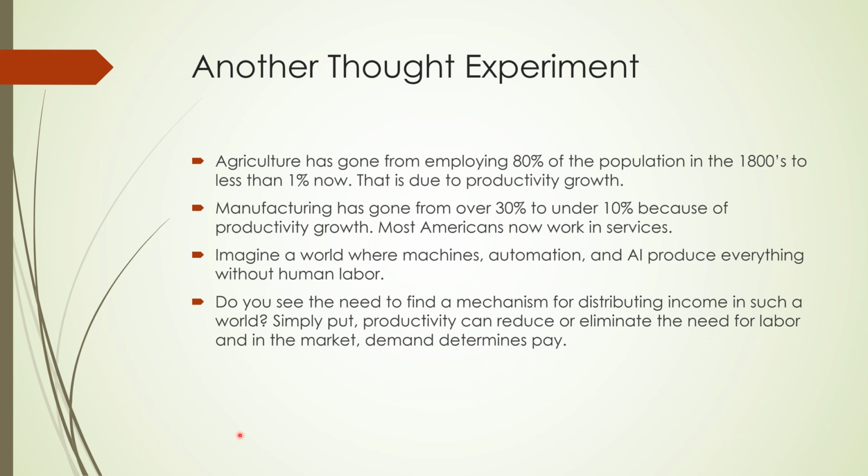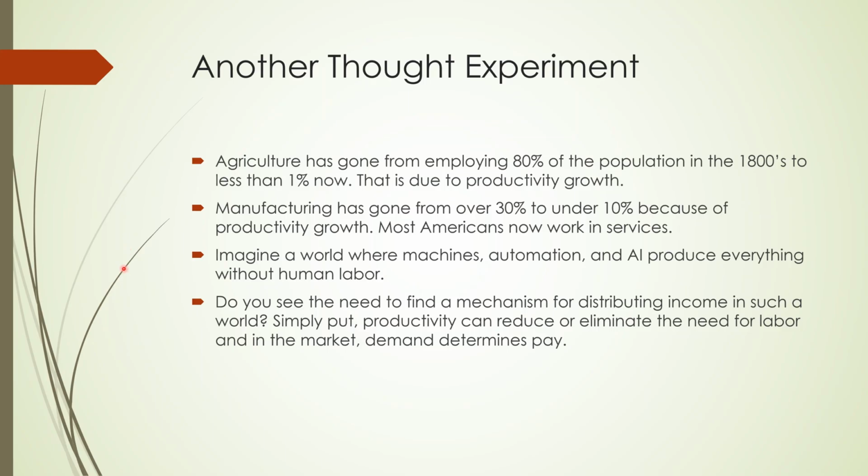Another thought experiment. Agriculture has gone from employing 80% of the population in the 1800s to less than 1% now. That is due to productivity growth. Manufacturing has gone from over 30% to under 10% because of productivity growth. Most Americans now work in services.